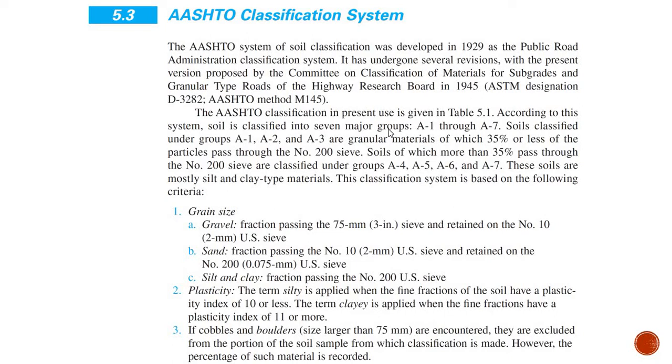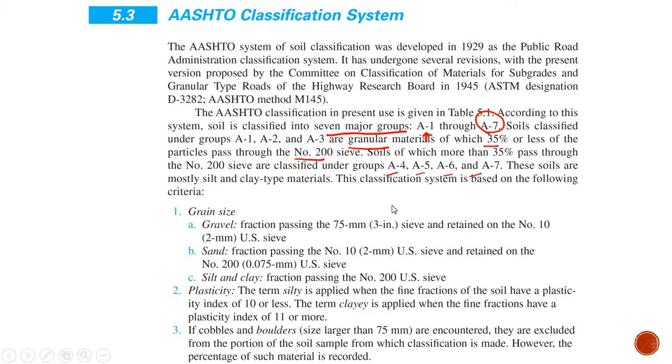So the AASHTO classification is presented in table 5.1. According to the system, the soil is classified into 7 major groups, that is, from A1 to A7. Soils classified under groups A1, A2, and A3 are granular materials, of which 35% or less of the particles pass through number 200 sieve. Soils of which more than 35% pass through the number 200 sieve are classified under groups A4, A5, A6, and A7. These soils are mostly silt and clay type materials.